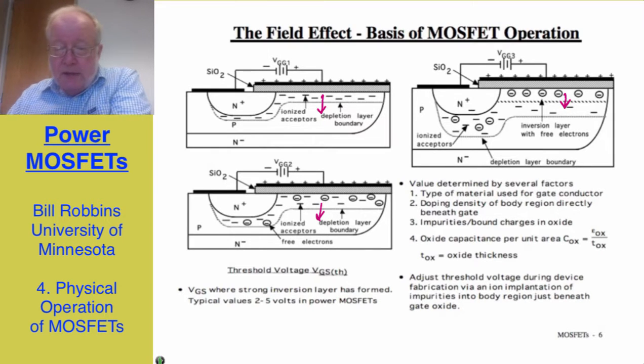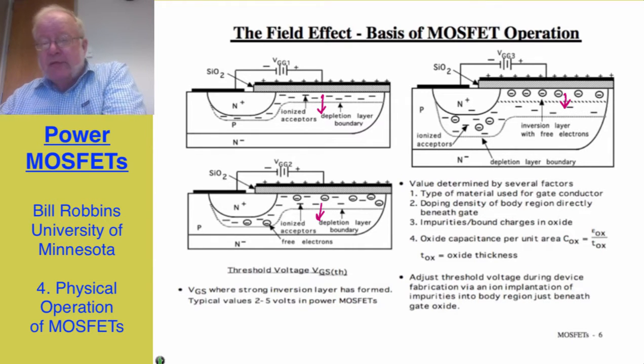The exact voltage at which inversion occurs is a function of several factors, including the type of material that I use for the gate conductor, the doping density in the body region underneath the gate. If there are any bound impurities in the charge, that will affect it. And most importantly, the oxide capacitance per unit area. It's possible during the manufacture to adjust the threshold voltage by implanting more impurities into the body region right under the oxide, and that is done by ion implantation.